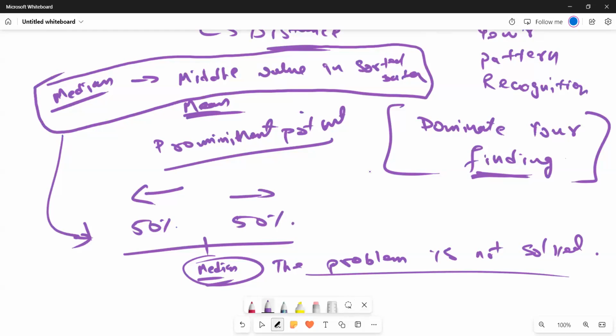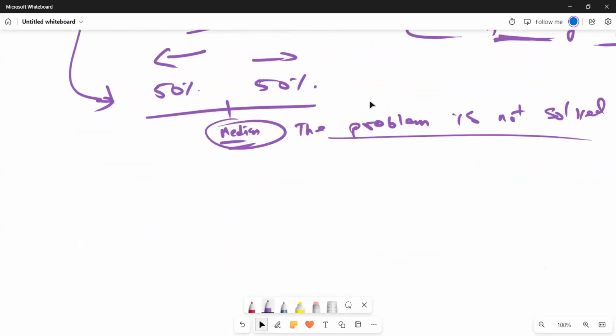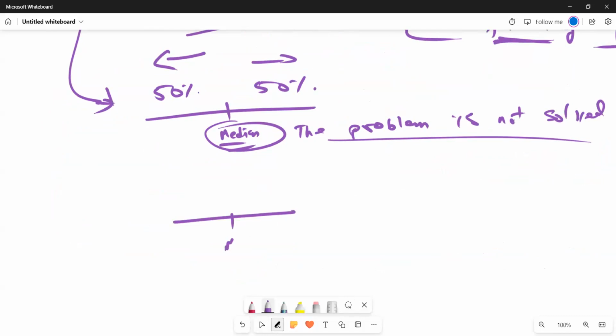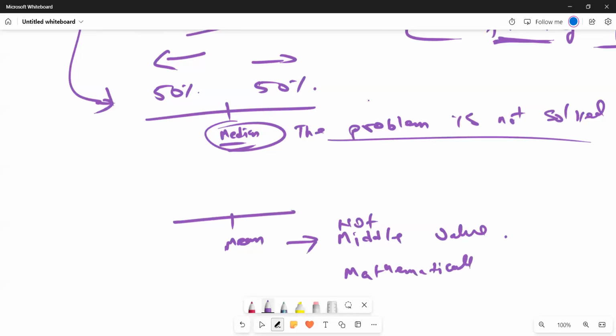To solve this problem, I'll shift this to the mean of the data. Mean is not the middle value, right? You have to keep this in mind. Mean is not the middle value. But the thing is, mathematically, this is the centroid of the data.